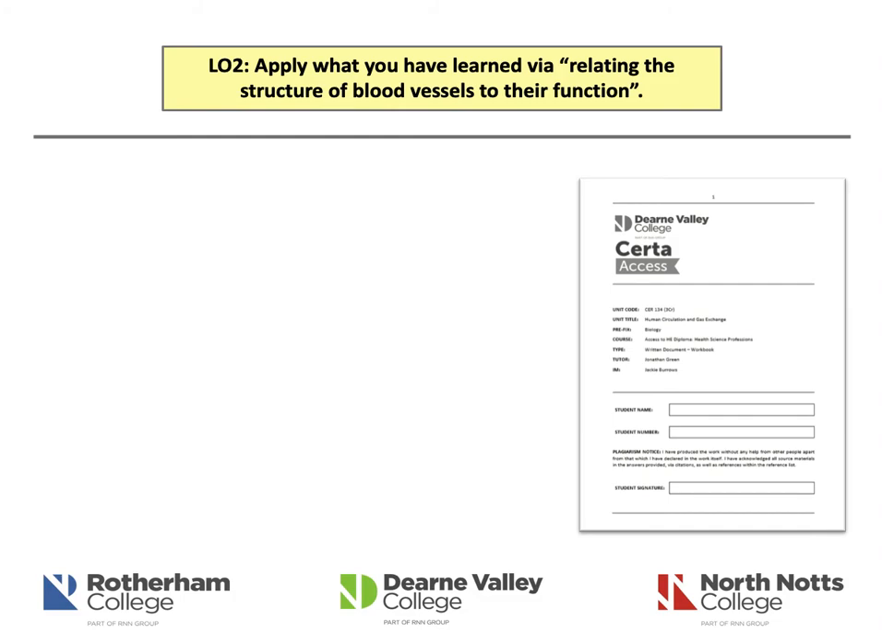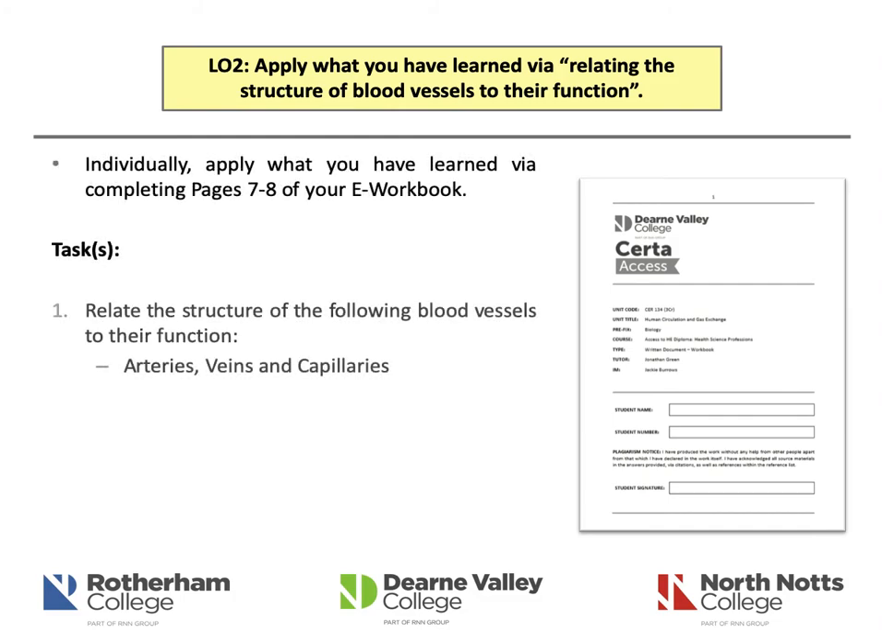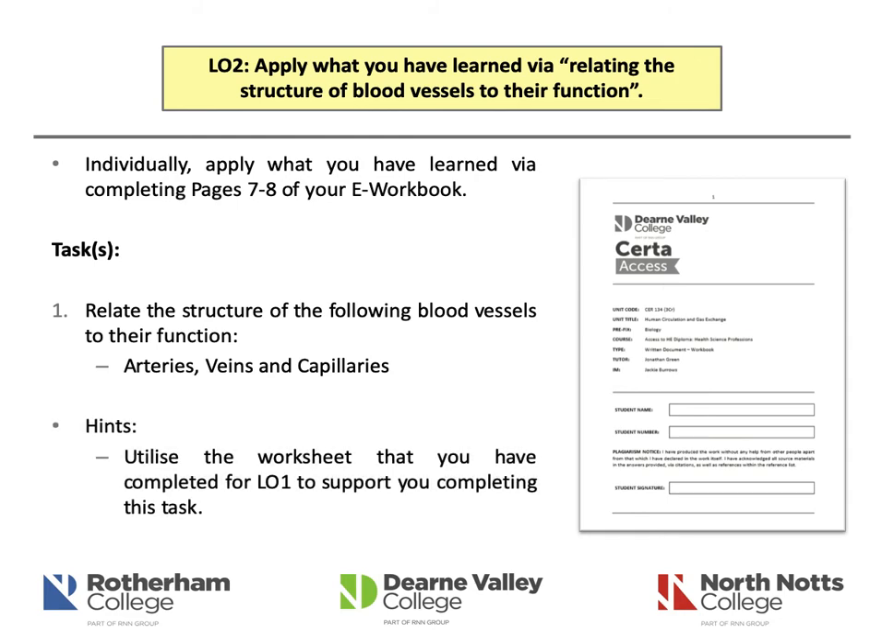Then learning outcome 2 is what is going to inform your summative assessment. You need to complete pages 7 and 8 of your e-workbook, which is to relate the structure and function of blood vessels to the function. These are arteries, veins and capillaries that you need to do. Then utilise the worksheet that you've completed during learning outcome 1 to help you complete this task.